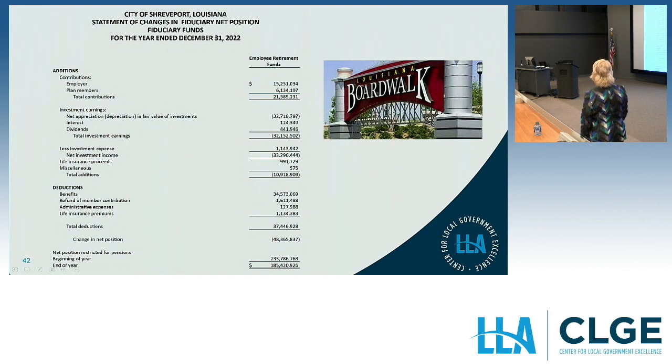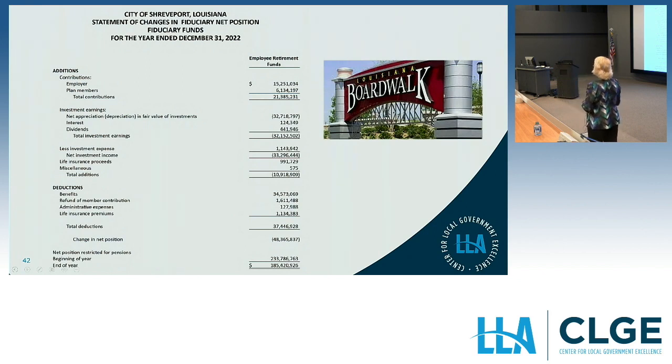And then a caveat for these is you have to show your investment expense with your investment earnings, okay? Because we know that it costs money. They want to know how much money did it cost in a good year to earn money, right? So they had expenses of $1.1 million. So that's to pay the professionals to manage their fund and their investments. That's basically what that is.